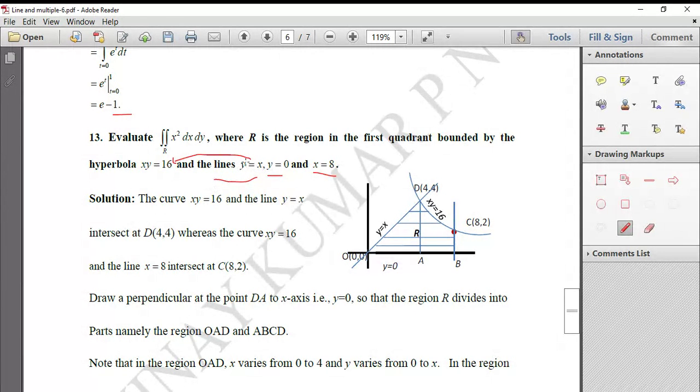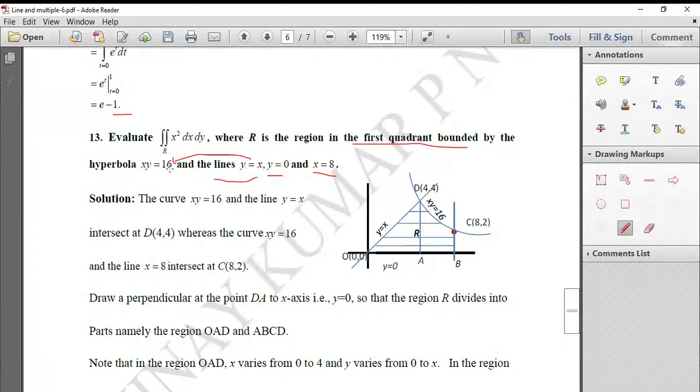Now let us see where these two will intersect first. Here y is equal to x. Substitute that one here. You will get x square equal to 16. That means your x will be equal to plus or minus 8. But we know that we have to consider x in the first quadrant. So we cannot consider x equal to minus 8. We have to consider only x equal to plus 8. So these two points intersect when x equal to 8. When x equal to 8, what is your y? Put x equal to 8 here, you will get y is equal to 2.